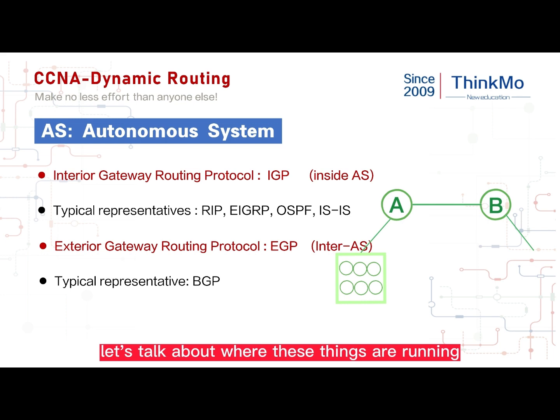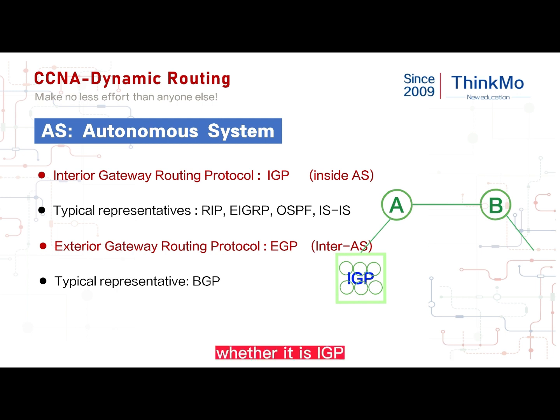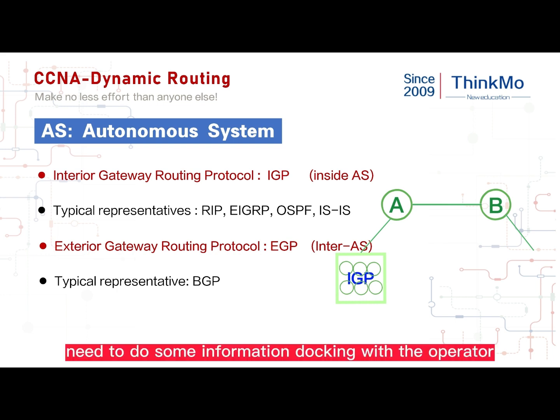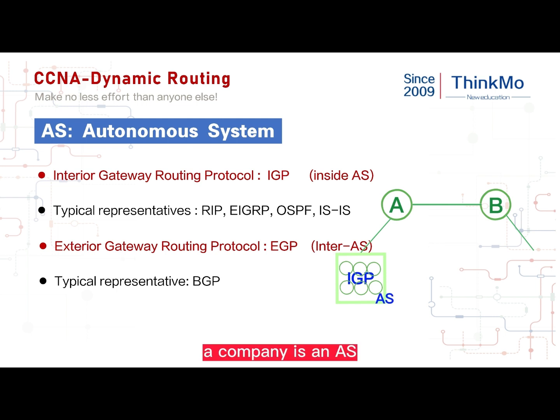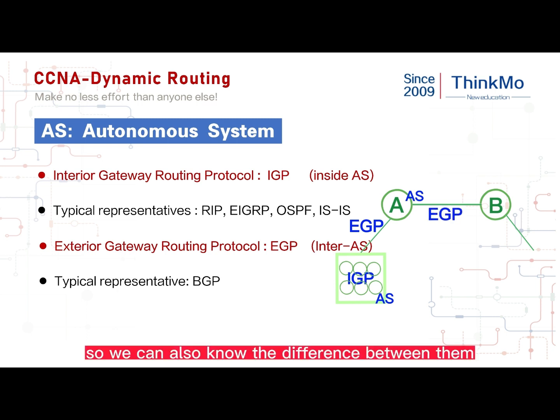First of all, let's talk about where these things are running. The IGP protocol will run within the company, whether it is OSPF or EIGRP, running between these devices. If the company is relatively large, it needs to do some information docking with the operator. A company is an AS, a private AS, also numbered. The operator is a public AS. It also has an AS number. BGP is now running between the two ASs. Although now, only BGP is used in EGP. Then between operator A and operator B, they run on the public network. It also runs the EGP protocol. So we can also know the difference between them.